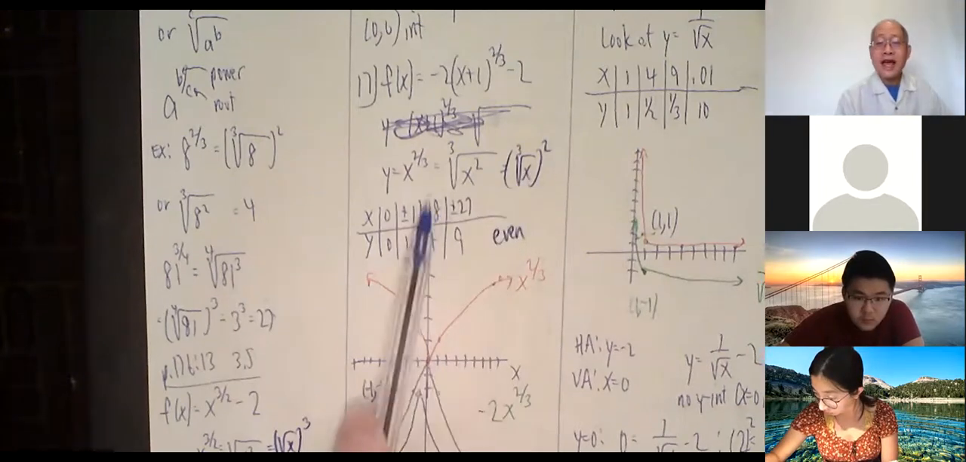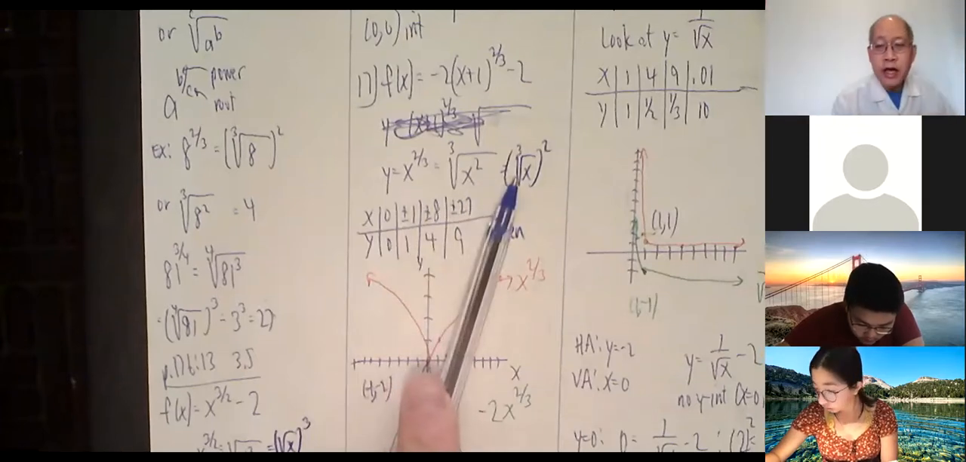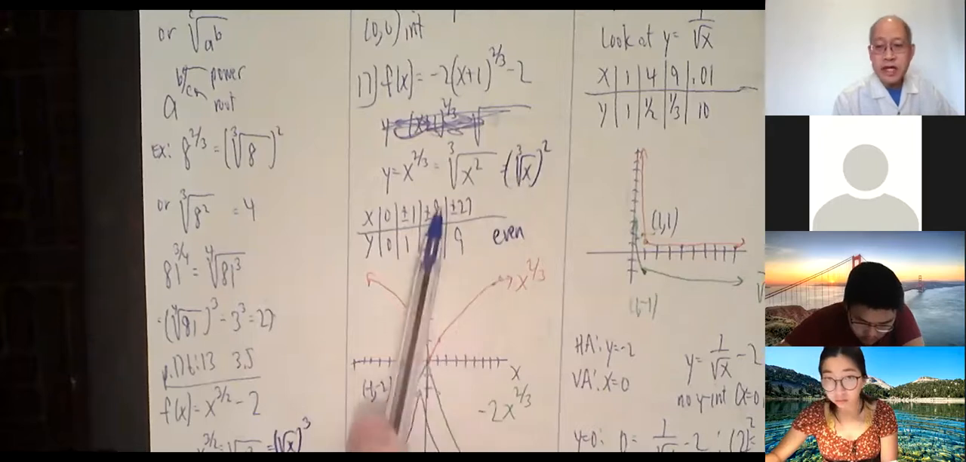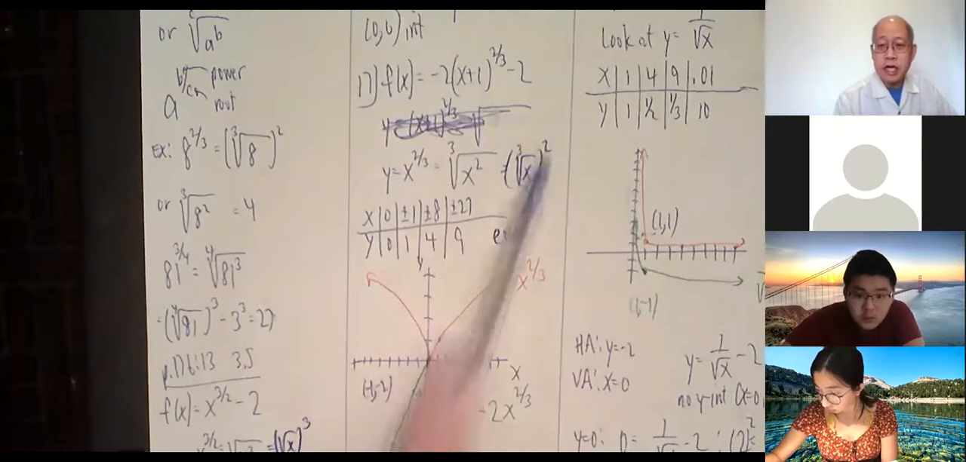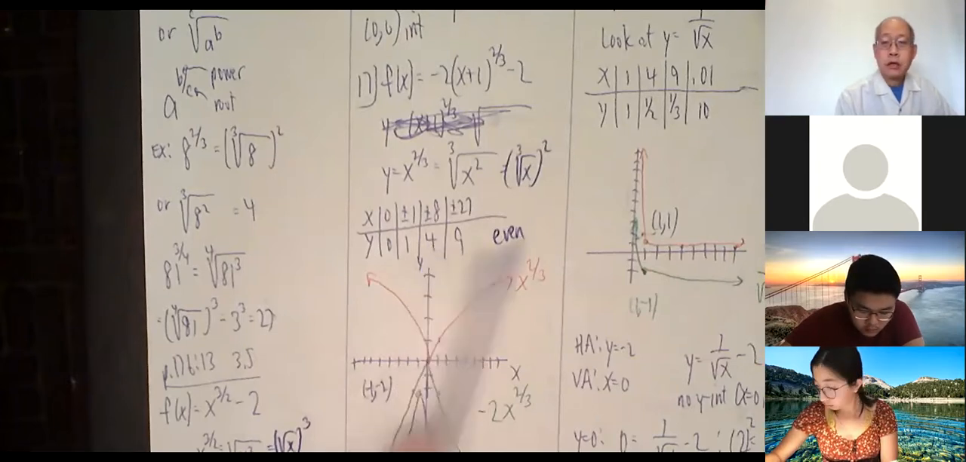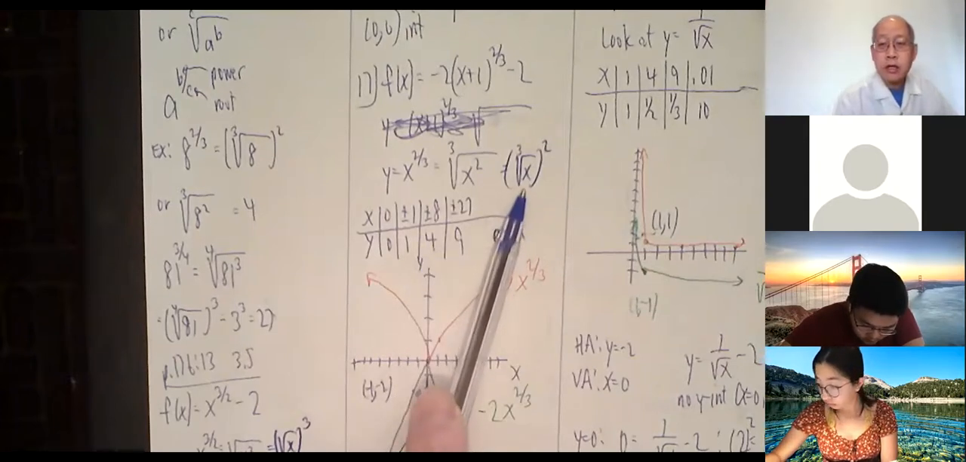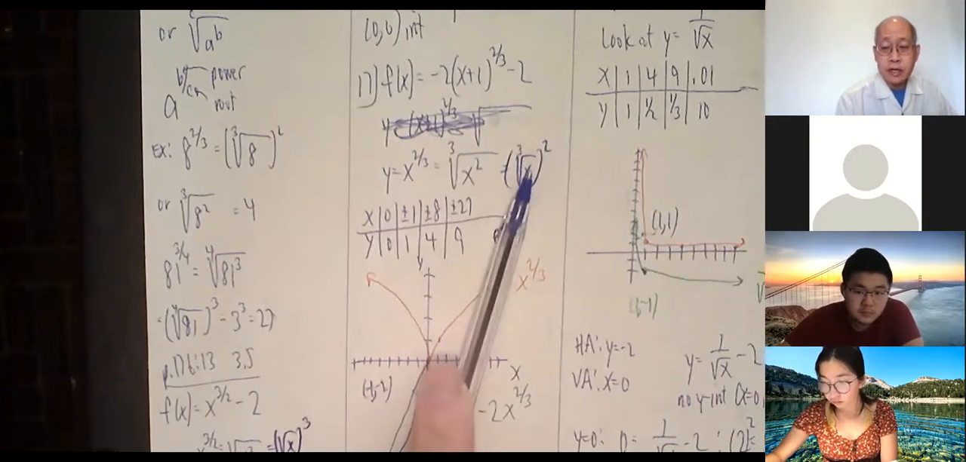Okay, 8. Same thing works for negative 8. Okay, what's the cube root of 8? 2. If you plug in -8, the cube root of -8 is -2, but when you square it, you still get the same thing, 4. Okay, and then 27, the cube root of 27 is 3. 3 squared is 9.